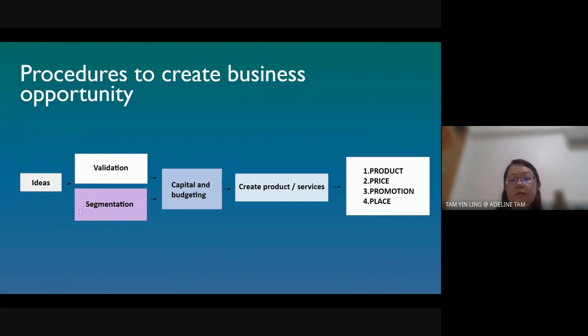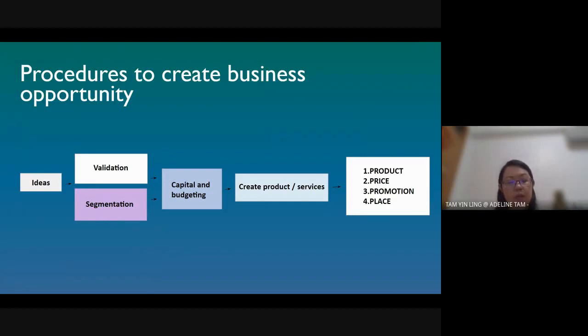Who are the customers that we can sell to? At the same time, we also check our capital and budget, whether we have enough money, capital, to provide those services, whether we have the abilities. Now we talk not only capital, we talk about our abilities, our skills, our knowledge to provide the product, and how much budget we are willing to come up with to provide that product.